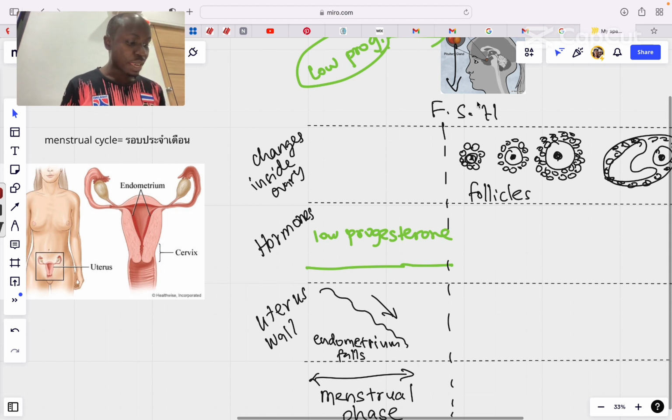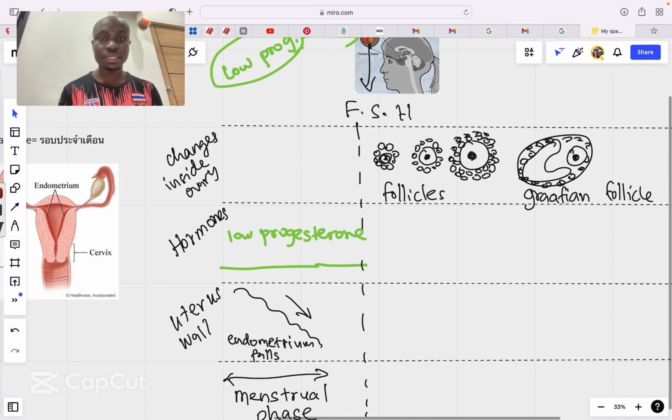And by the way, these baby eggs are called follicles. The biggest egg is called the Graafian follicle. Graafian follicle. Okay, let's move the slide here.